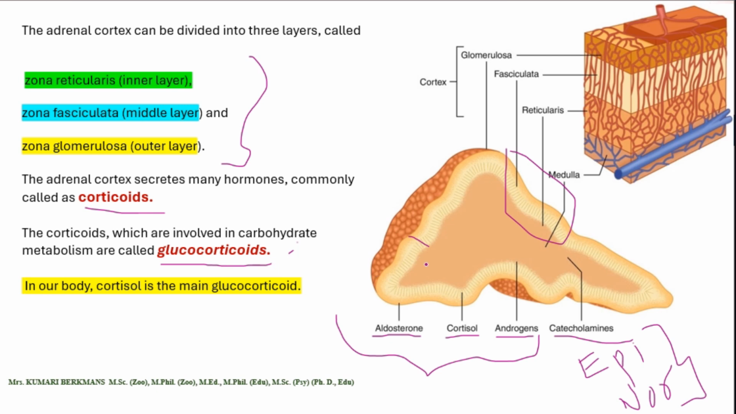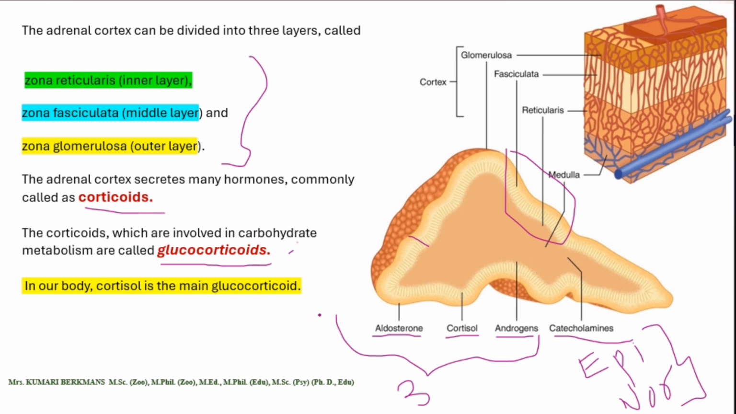So the medulla secretes two hormones. Those hormones are called catecholamines, and the cortex secretes three different hormones. Those hormones are called corticoids. The corticoids which are involved in carbohydrate metabolism are called glucocorticoids. See, usually the simplest carbohydrate molecule is glucose, isn't it? So keep in mind, glucose plus corticoids, so glucocorticoid is the name. Glucocorticoid means it is involved in carbohydrate metabolism.